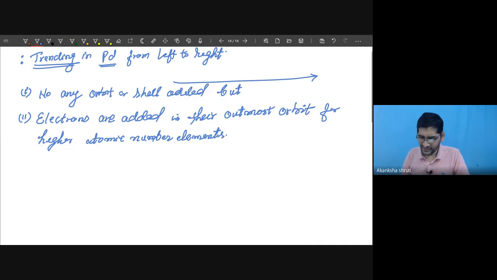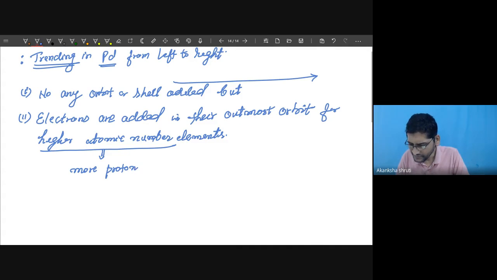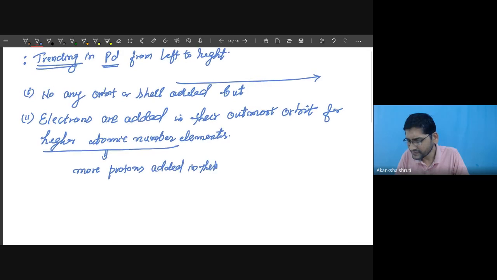So higher atomic number elements means more protons added in their nucleus. Protons added in their nucleus.